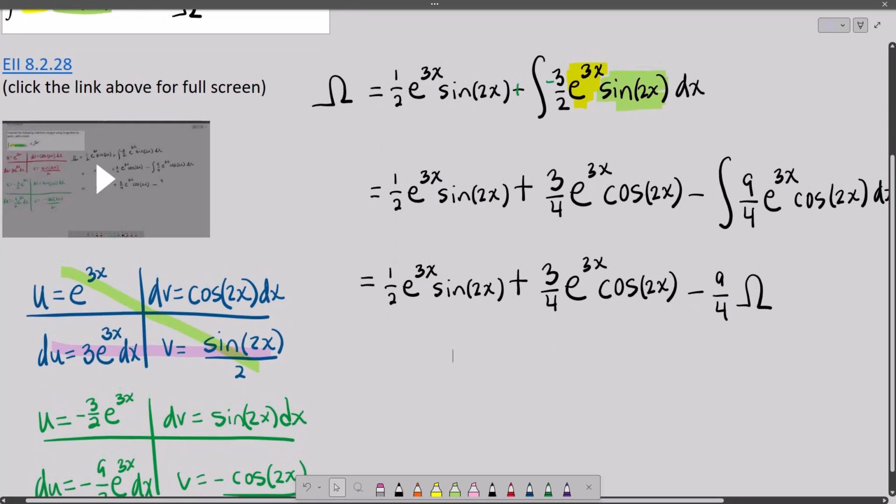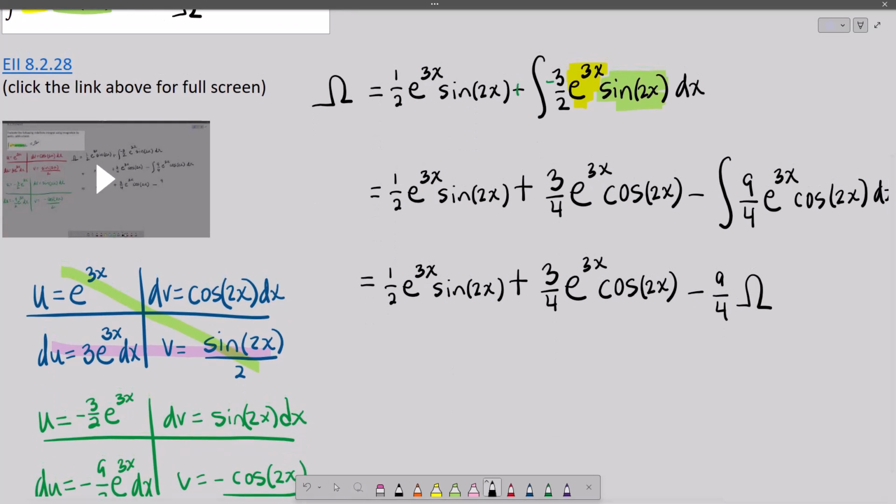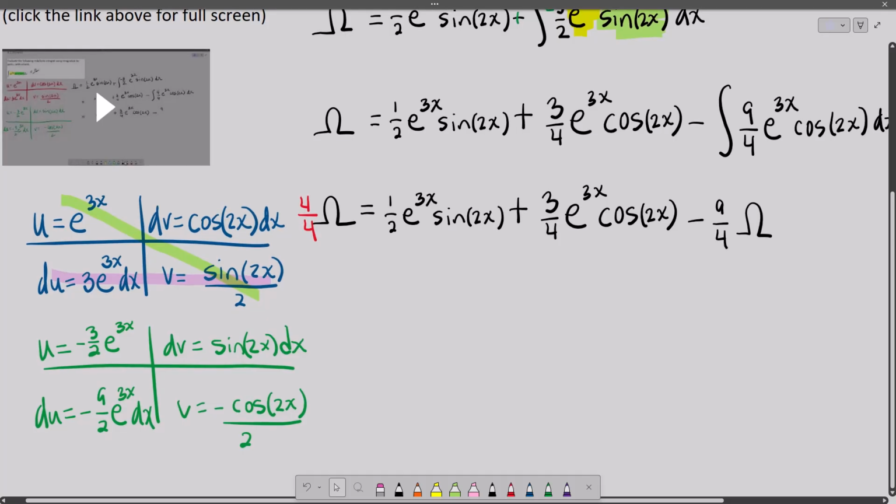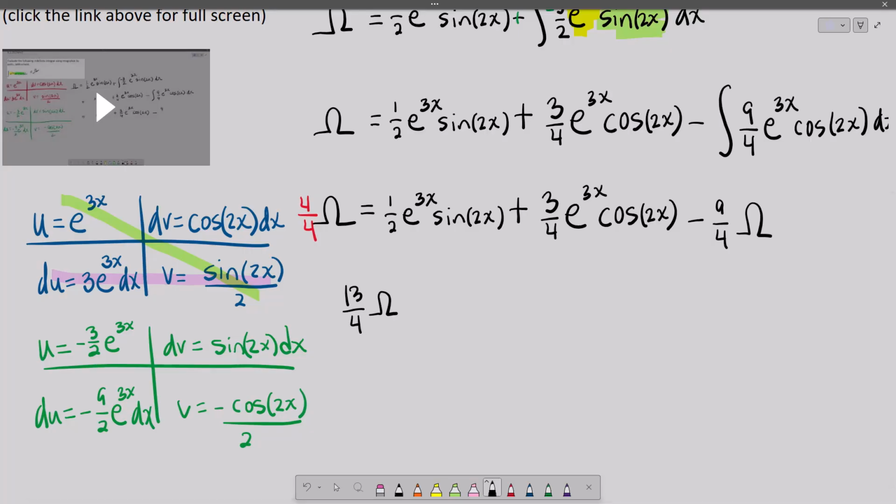Now we're back to algebra 1. On the left side, we can put these in if we want. There's an omega there, and we can write it as 4/4. So we have 4 omega over 4, we have 9 omega over 4, and we add them together. When we add them, we'll get 13 over 4 times omega equals all this stuff on the other side.